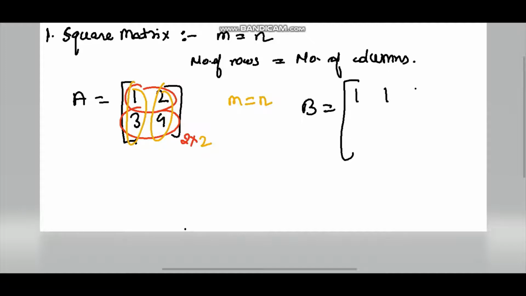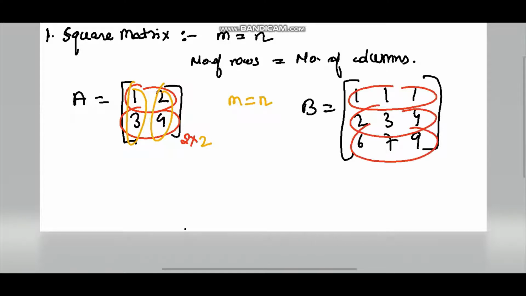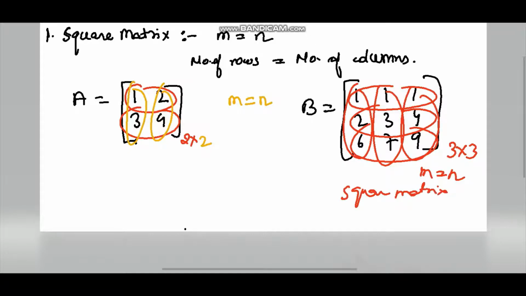Now let us take another example: 1 1 1, 2 3 4, 6 7 9. How many rows do we have? 1, 2, 3. How many columns do we have? 1, 2, 3. Here also m is equal to n, hence it is a square matrix.